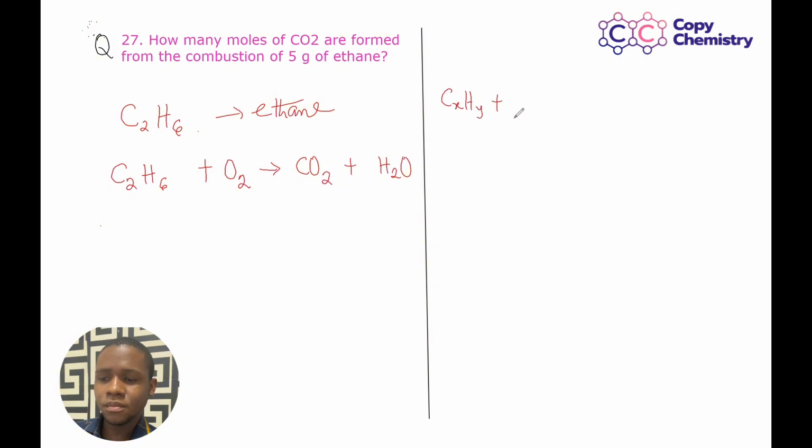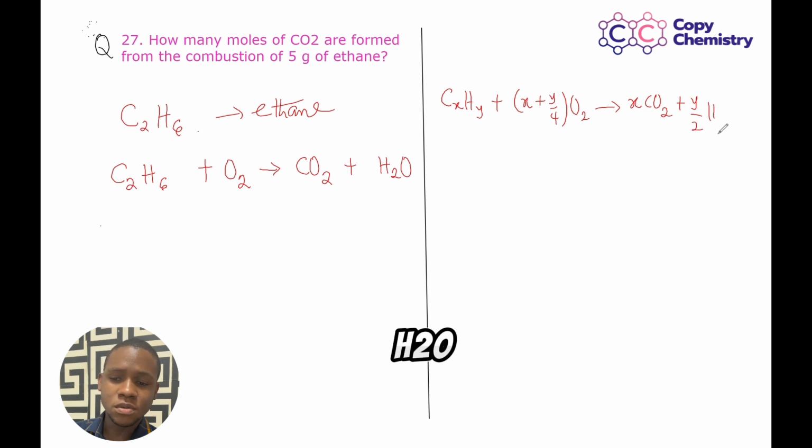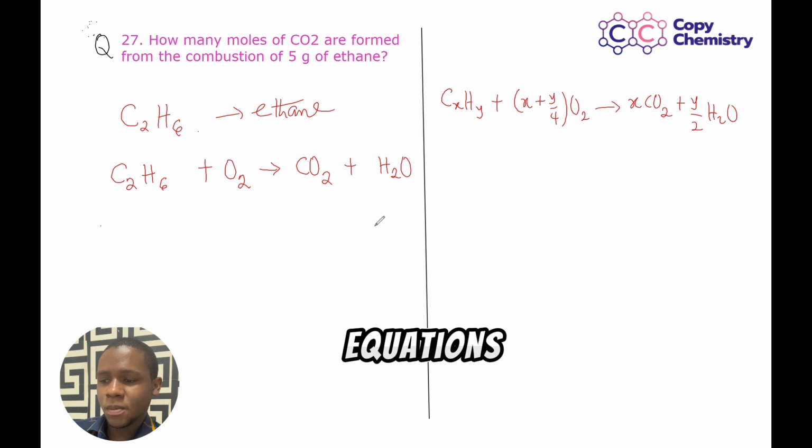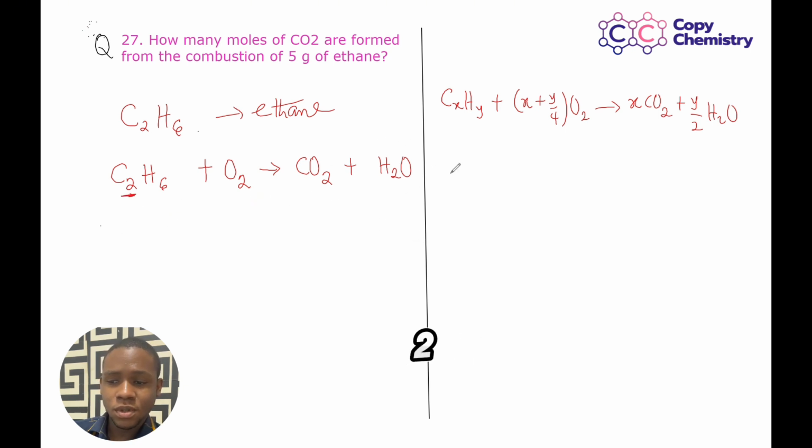Alright, so there's a general formula for this. CxHy, and then we have x plus y over 4 O2. And this results in x moles of CO2 plus y over 2 moles of H2O. So if you're good with mastering some of this relationship, it would help you easily balance this kind of equation, by saying if this is 2 and this is x, it means x is 2, right?